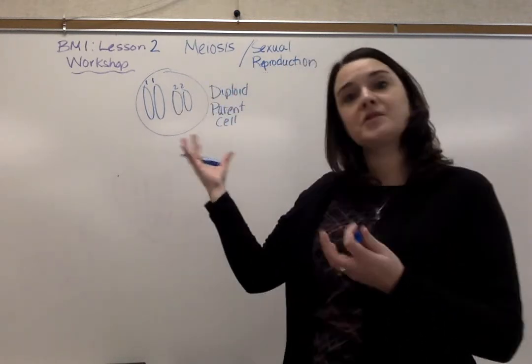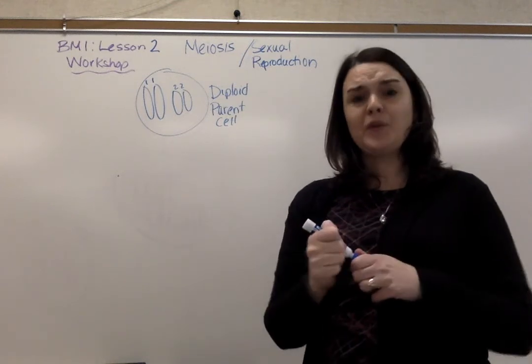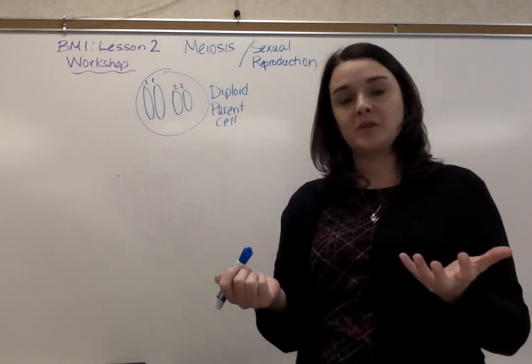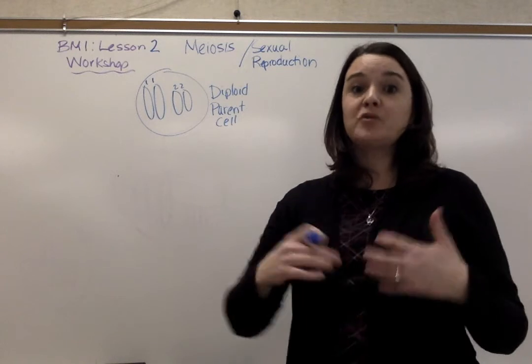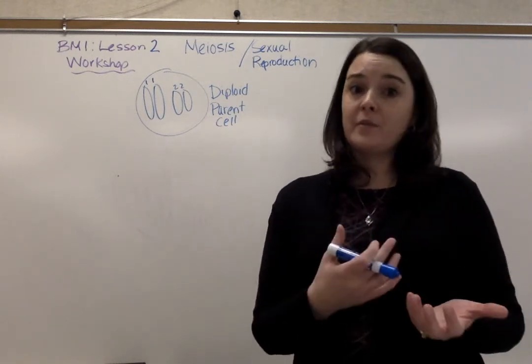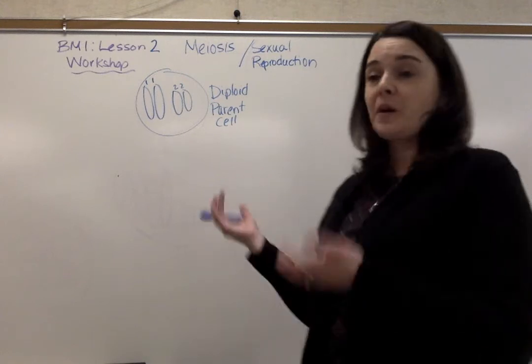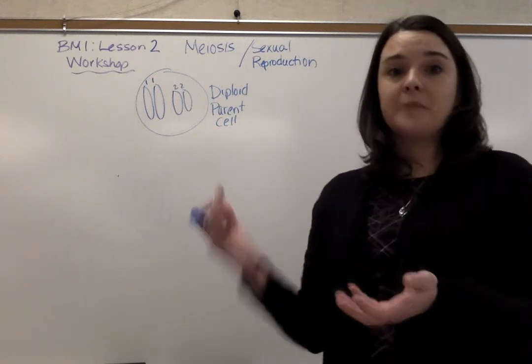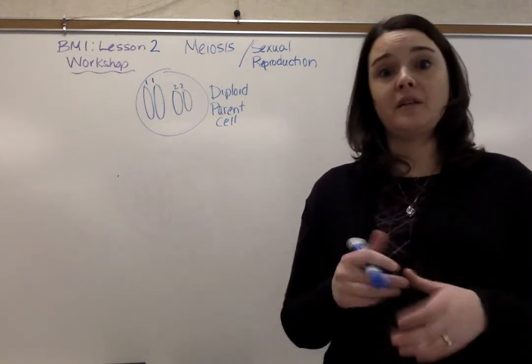Okay, so this is our original diploid parent cell. If you're ever wondering why we have paired chromosomes, in our cells we have 23 pairs of chromosomes. Half of them come from our mother and half of them come from our father. So this process explains a little bit more clearly how those halves come together.